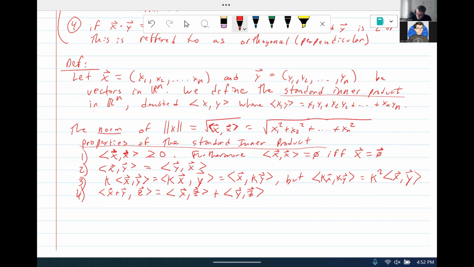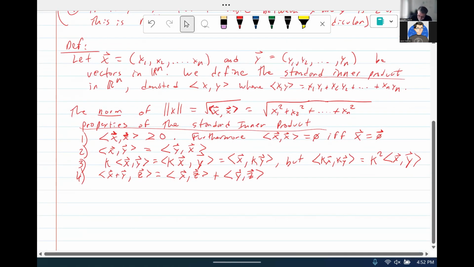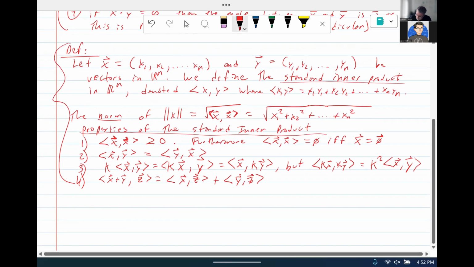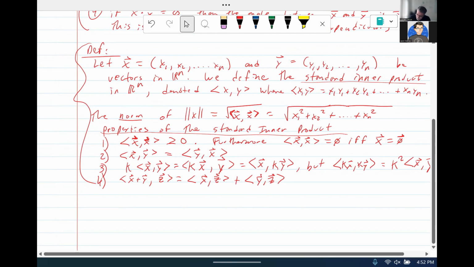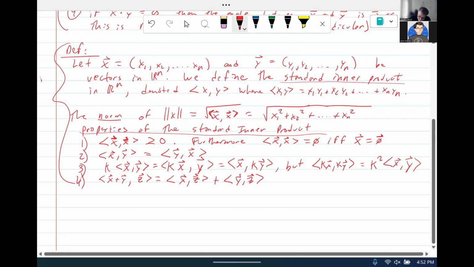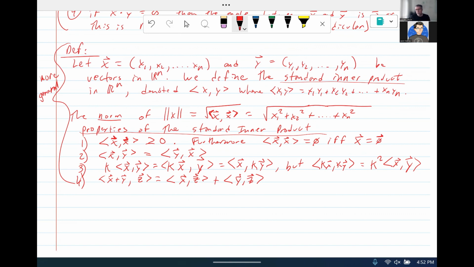So, okay, this is more general, right? We took something that was now nth dimensional, so we would say this is more general. We took our three-dimensional vectors and made them into nth dimensional vectors.